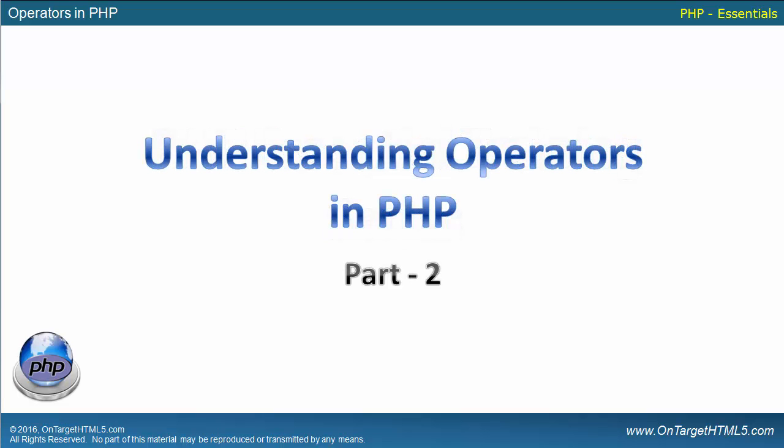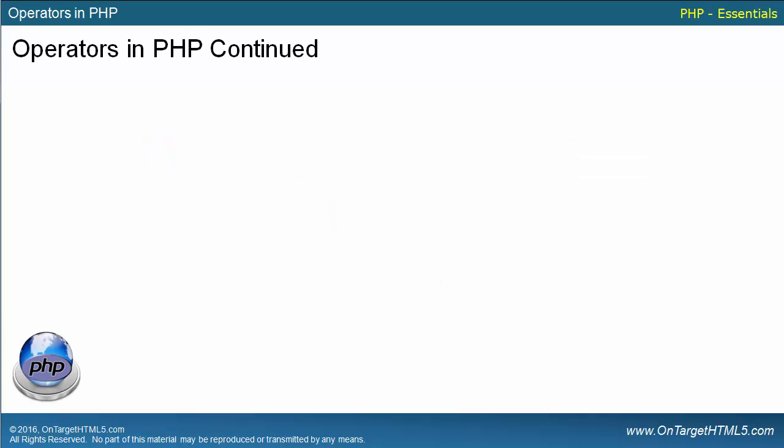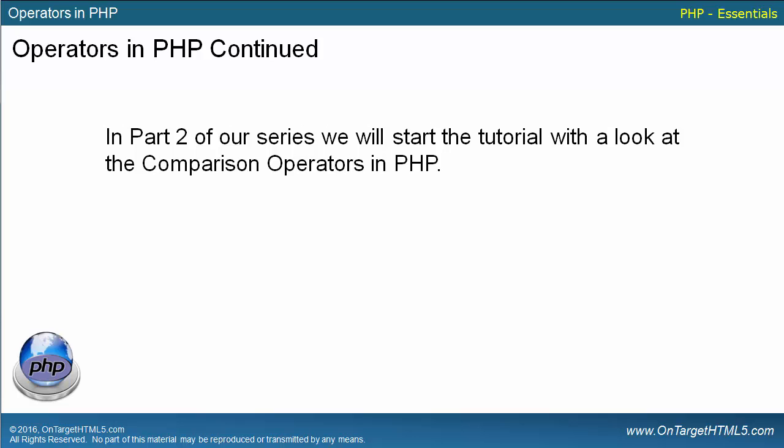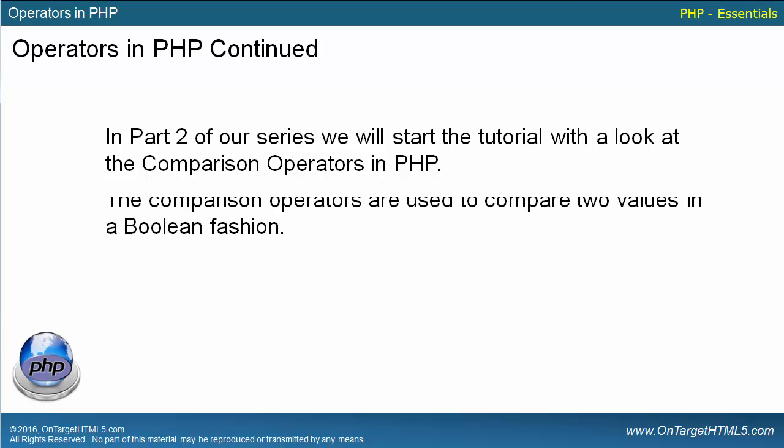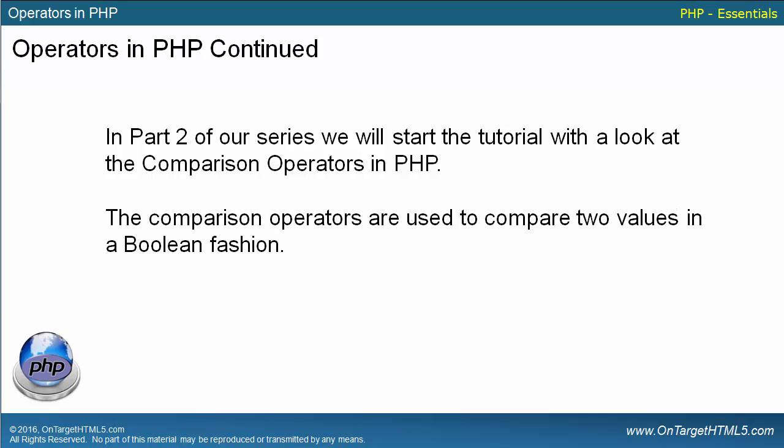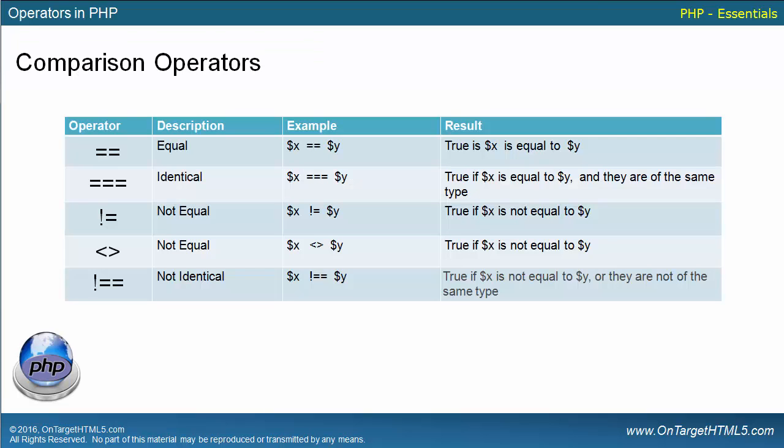I am Mike King, your host, and in this tutorial we'll be talking about understanding operators in PHP. Part 2. This is part 2 of the series. So, operators in PHP continued. In part 2 of our series, we'll start the tutorial with a look at the comparison operators in PHP. The comparison operators are used to compare two values in a Boolean fashion. In other words, a true or false fashion is what Boolean means.